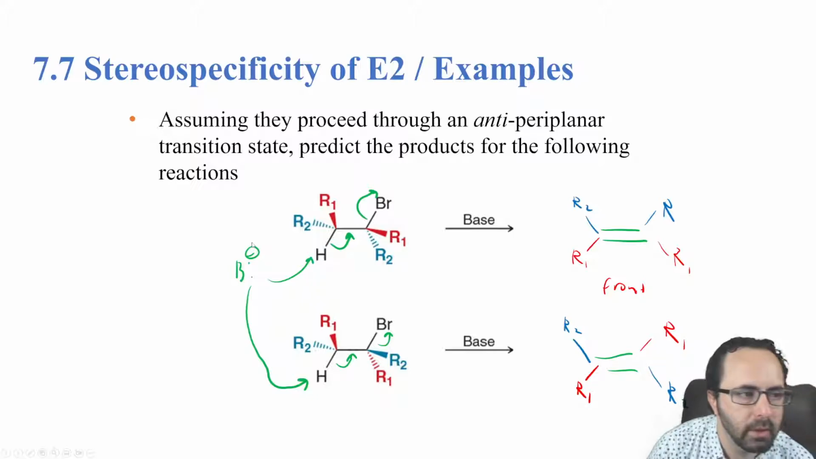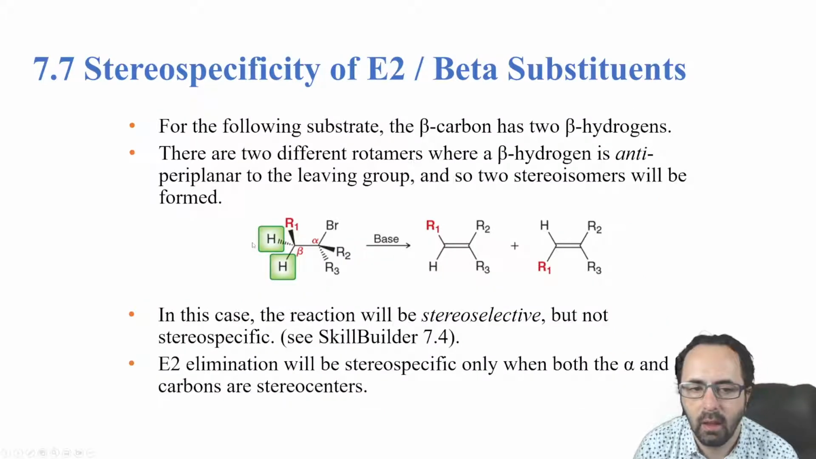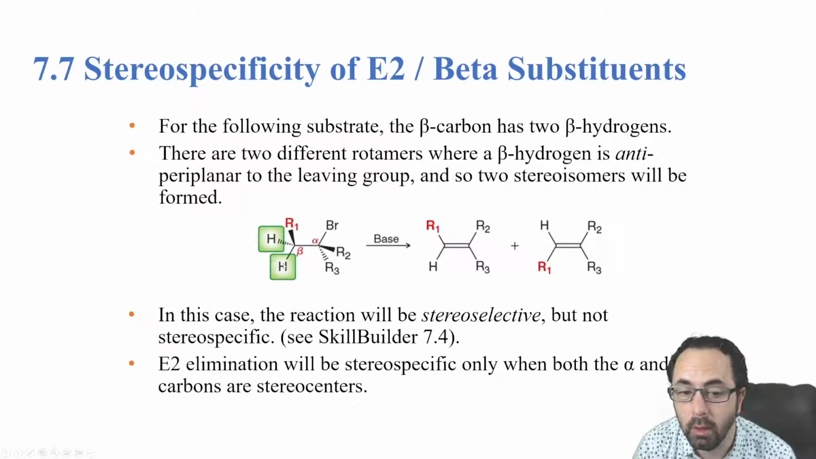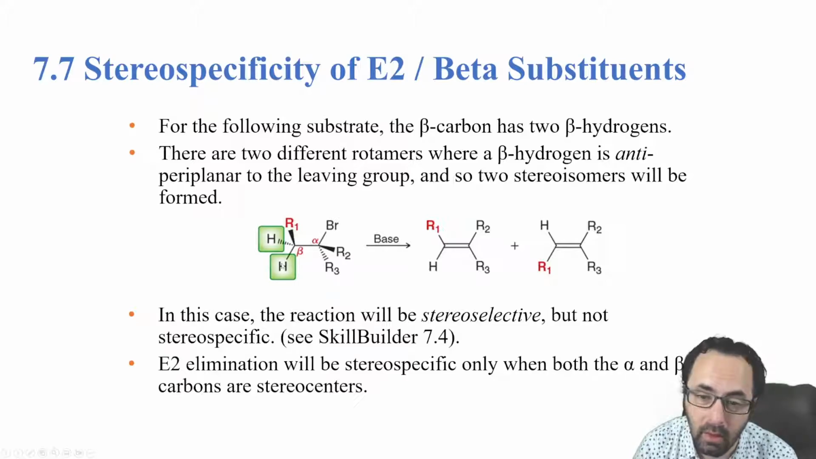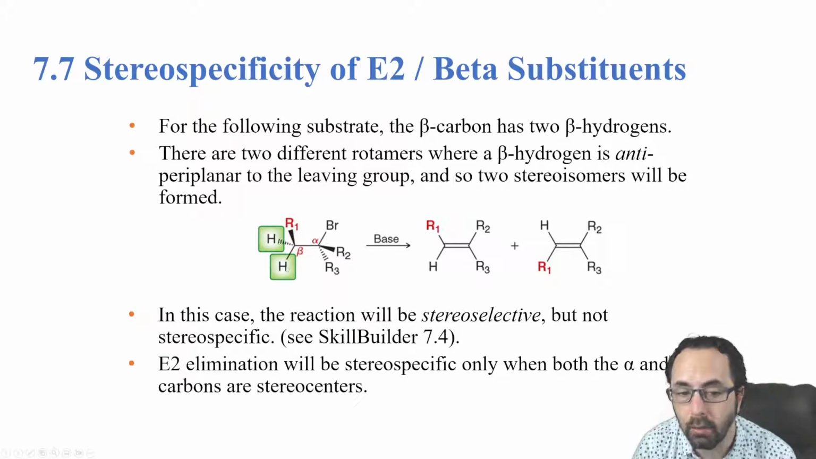Blocking it. Okay. So in this case here, we can see that we can get both stereoisomers, right? Because we have two hydrogens that can be removed. So when there's only one hydrogen that we have, stereospecificity. So because there are two hydrogens that can be removed, we now have not stereospecificity but stereoselectivity. We can have either of these hydrogens removed.